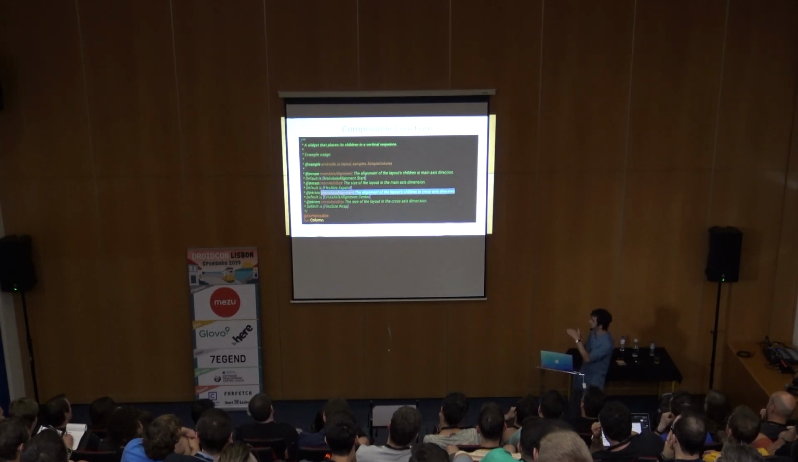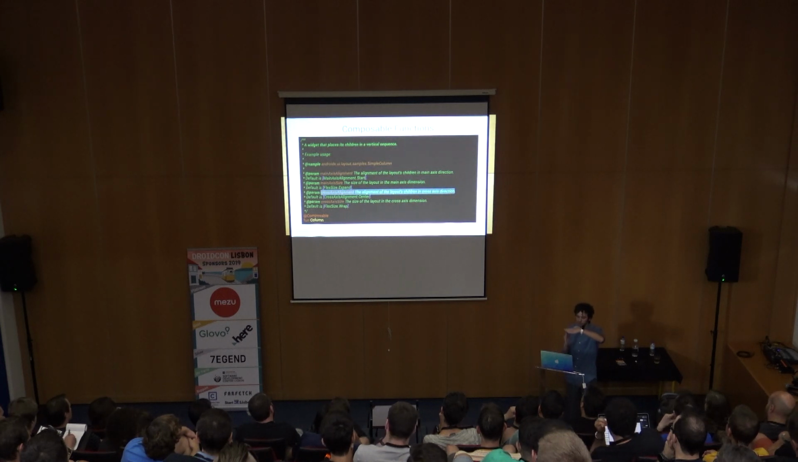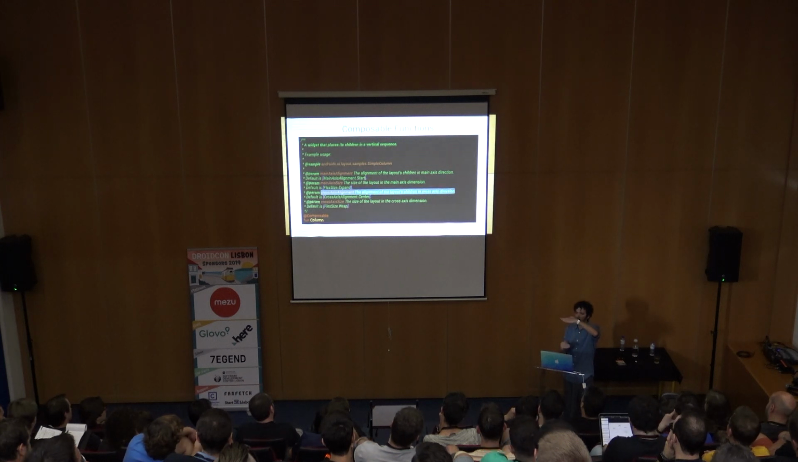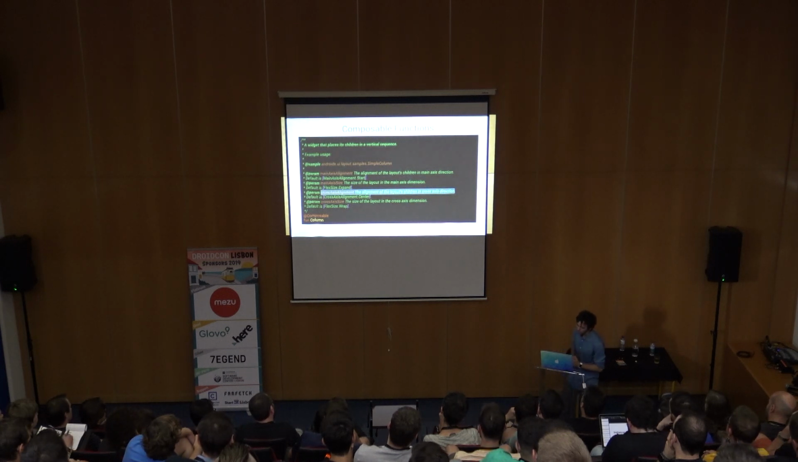Conversely, the cross axis on a column would be the horizontal one. So with this, you can say things like, I want to display my children vertically, but I want to align them on the horizontal axis. And this is the one you use. And I'm going to be using this for the prototype that I showed.